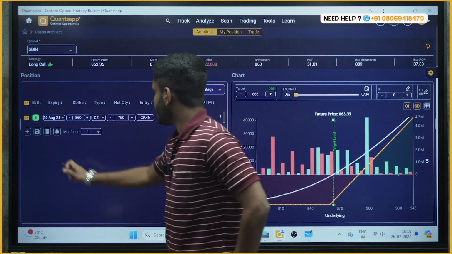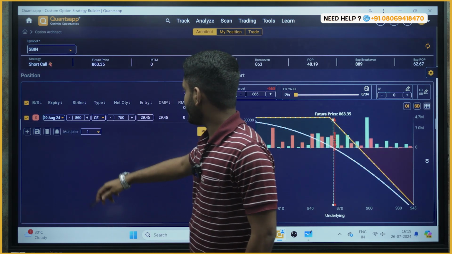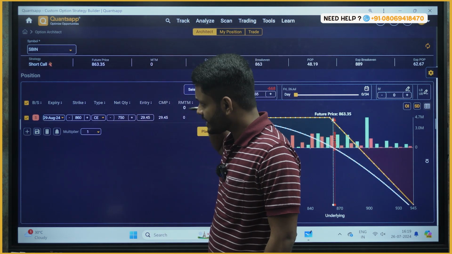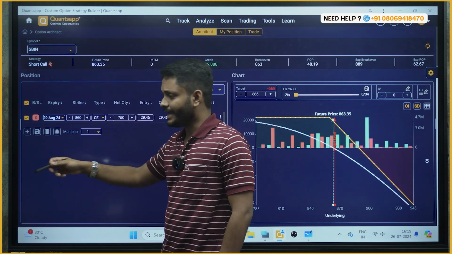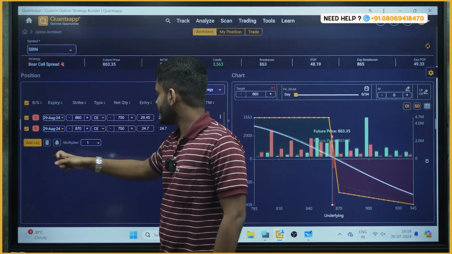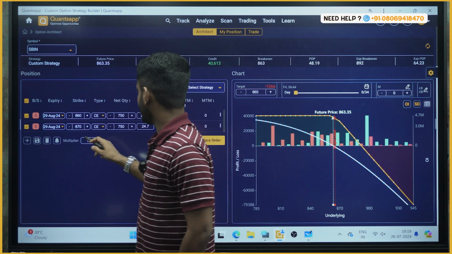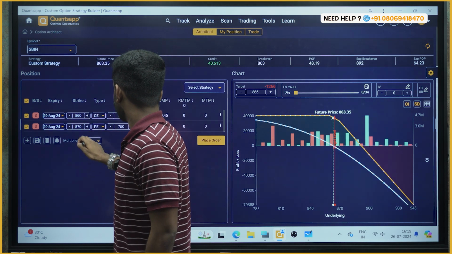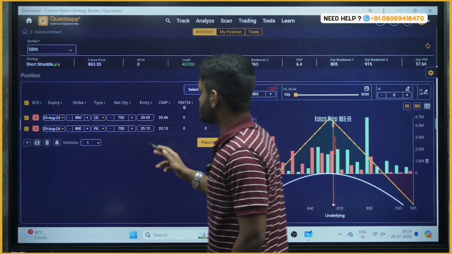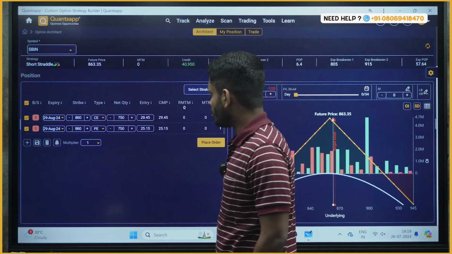So let me add one leg, say a sell leg. 860 is the CMP, so it has automatically fetched 800. Say I am going to sell an 800 call. I am going to sell 800. 860 call I have sold. 860 put I have sold.